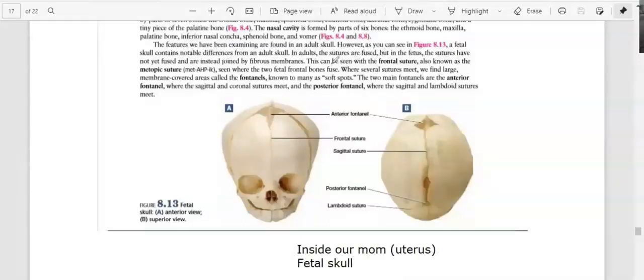That's why instead of having sutures, we're going to have fontanelles. This is what a lot of people call the soft spot. And we have quite a few fontanelles. A fontanelle right here in the back. Right here, we have some on the side.